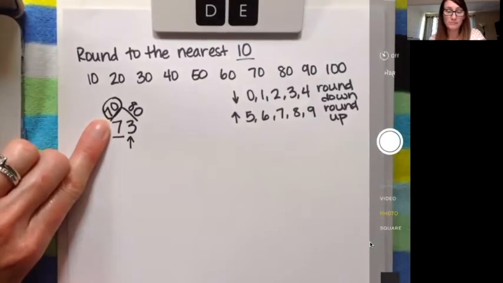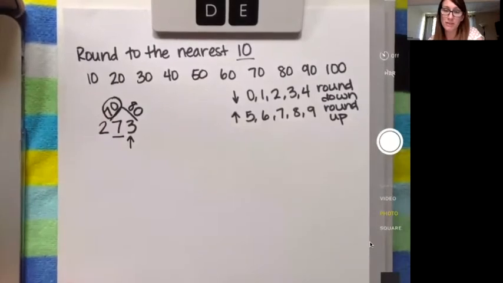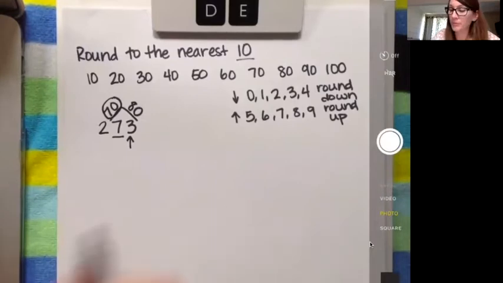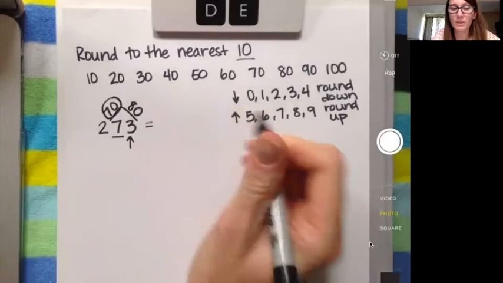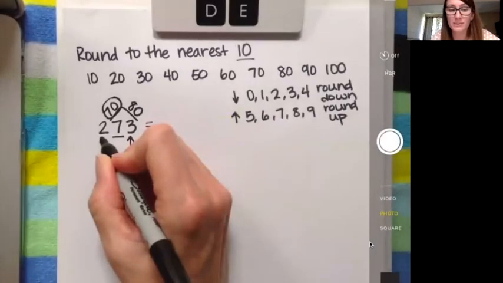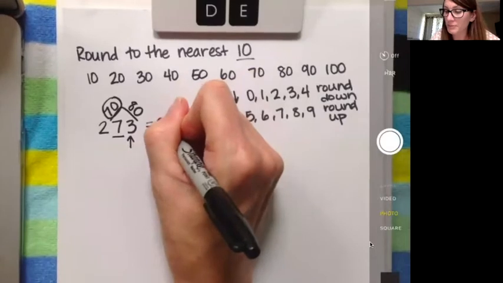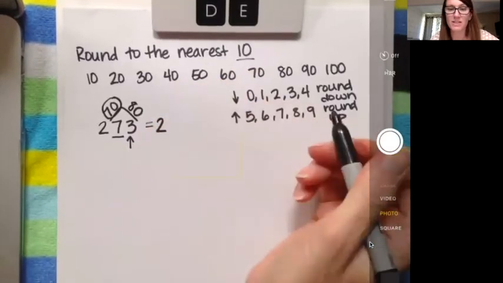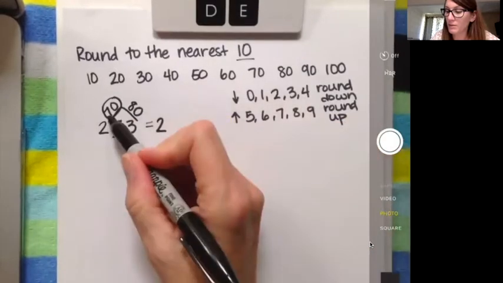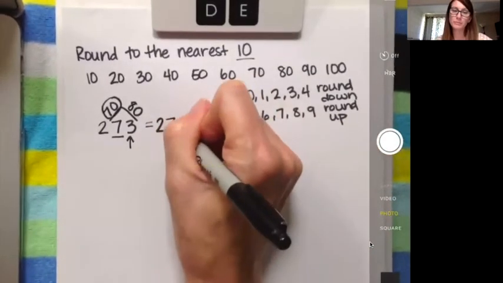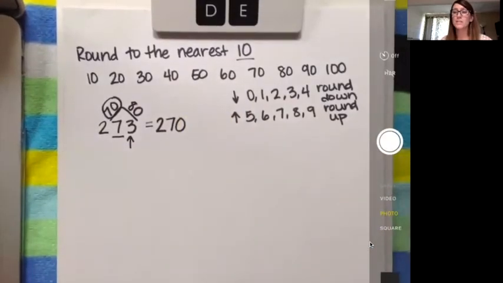But here's the deal. I can't say that my answer is 70 because I still have that number right there. So in order to show that I'm rounding to that 70, I'm going to write the whole number out. So I'm going to put an equal sign. That 200 is still there, so I'm going to put the 200. Then I'm going to take that 70 and write it right after the 200. So if I'm rounding 273 to the nearest 10, it actually rounds to 270.